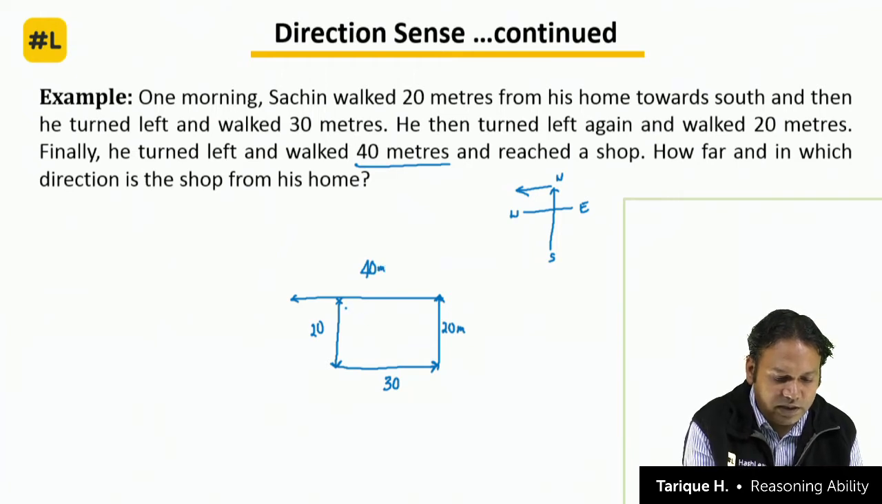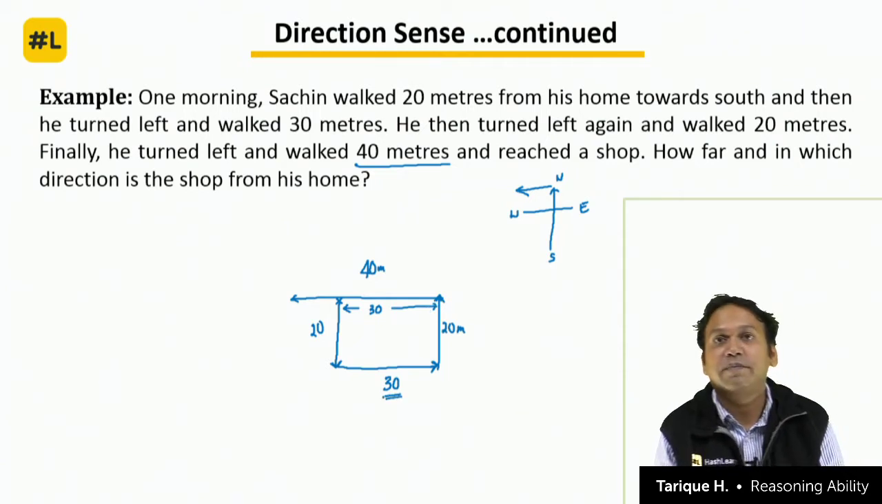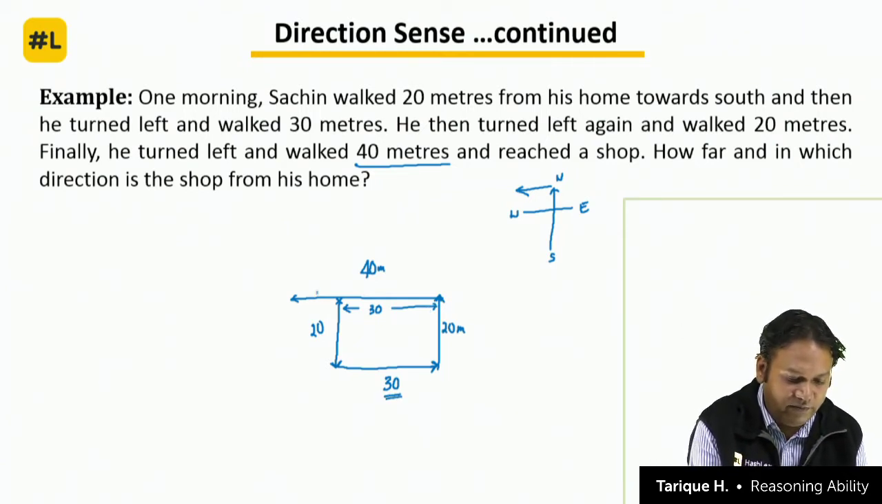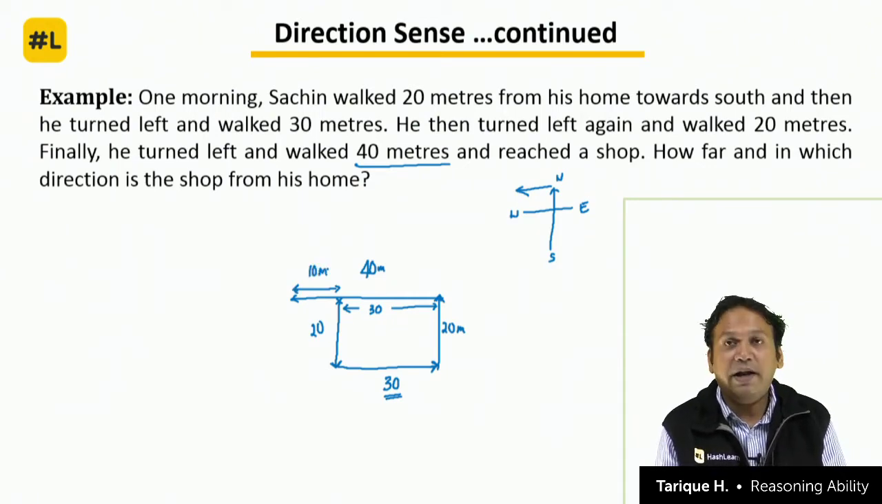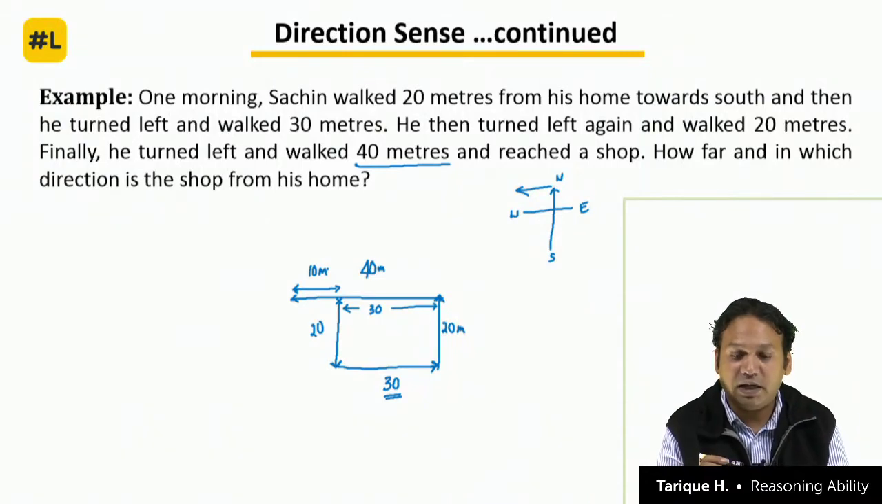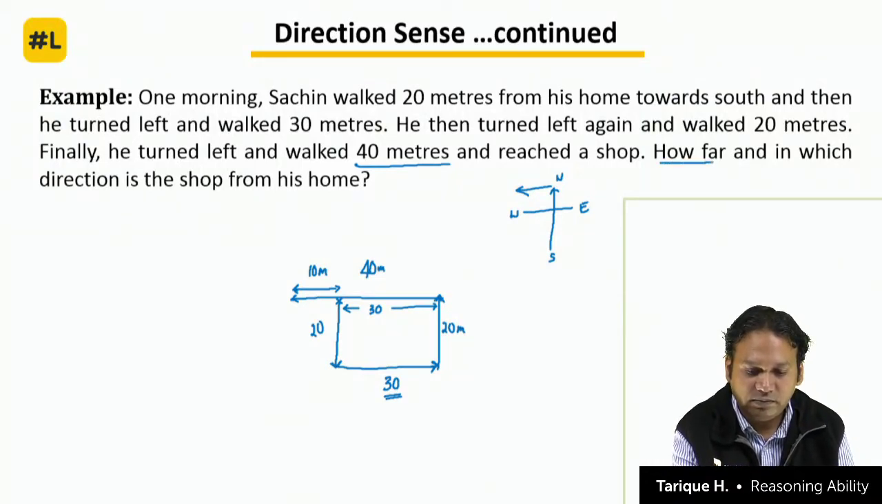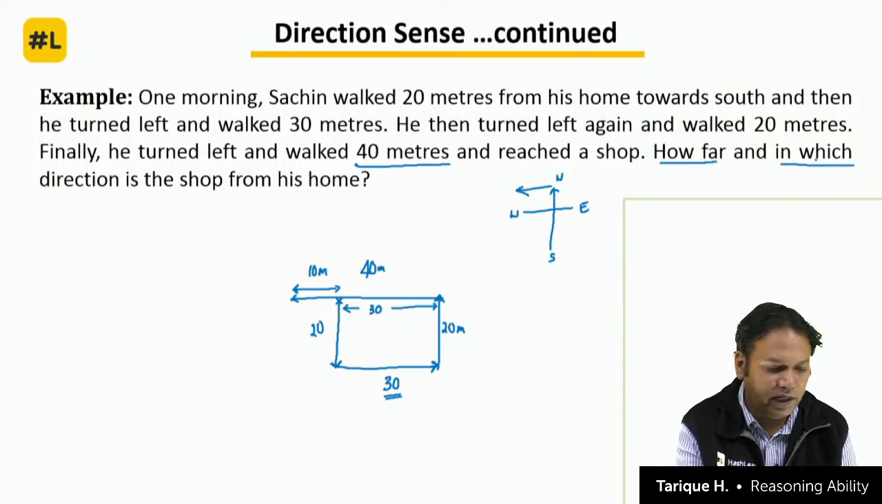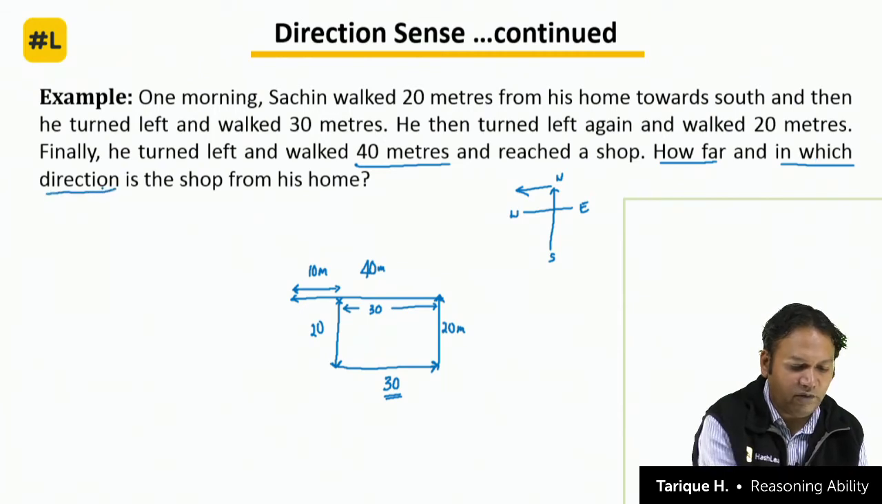So we know that this distance is 30 meters because it is given to us, this is 30, clear. So what is the leftover portion from here to here? This distance is equal to 10 meters. So how far and in which direction? Two things are being asked here, how far and in which direction. First let us see how far.